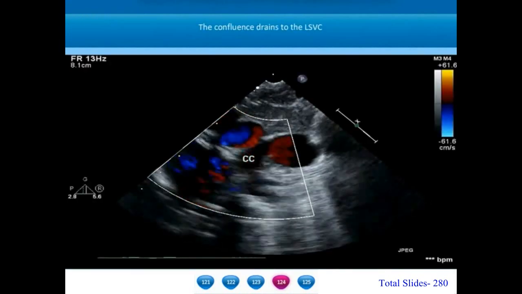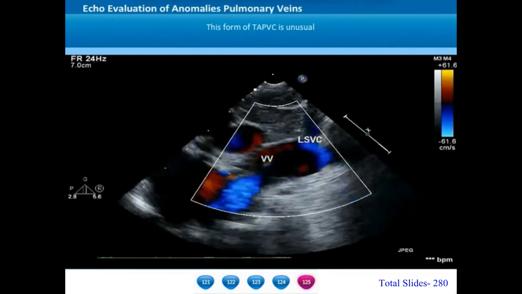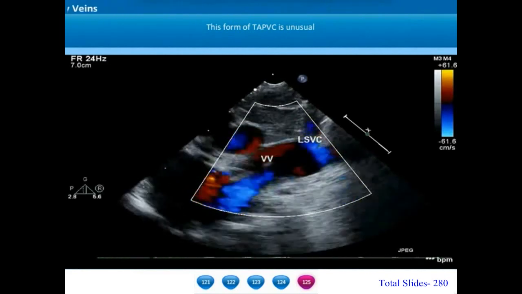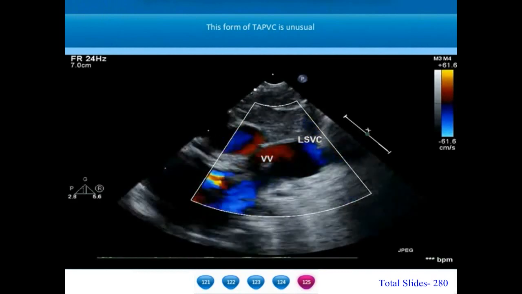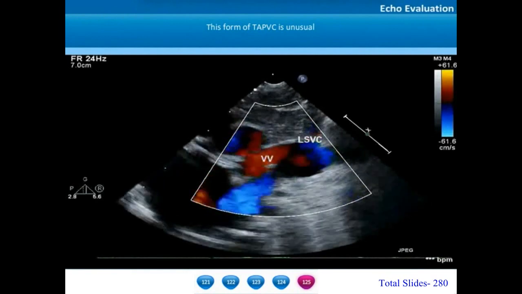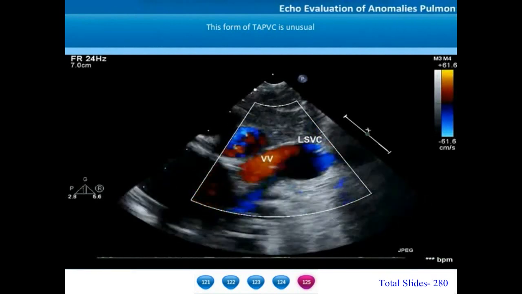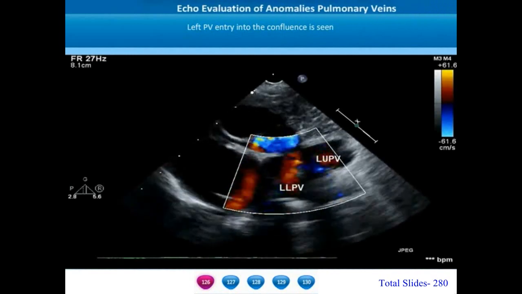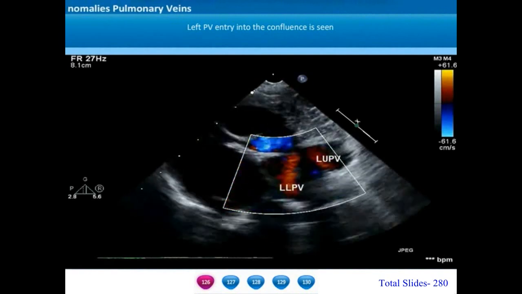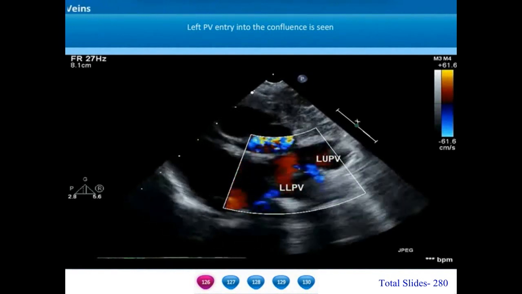On a subxiphoid short axis view, you can see the common chamber draining on to the left superior vena cava through a short left vertical vein. After the pulmonary veins enter into the left superior vena cava through the short left vertical vein, the pulmonary venous blood turns around in the left superior vena cava into the coronary sinus, thereby entering the right atrium. On a parasternal short axis sweep, we can identify the individual left upper and the left lower pulmonary vein entering into this confluence.